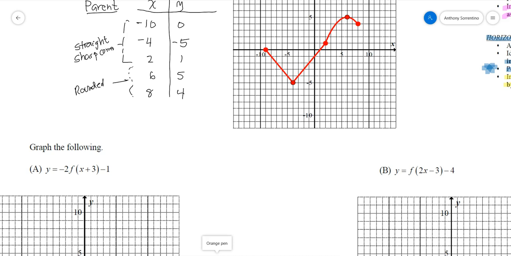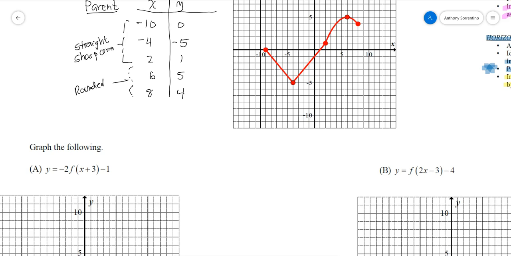I can see the transformations are in here. I have a multiplication of 2 on the outside, which means I would have a vertical stretch, but it's also being a -2, which means I would expect a vertical reflection, which means across the x-axis. I see a -1 on the outside, which means I would also expect a vertical shift downward of 1. Inside the parentheses, I see a +3, which indicates I would also expect to see a horizontal shift left 3 units. So I know all these things.